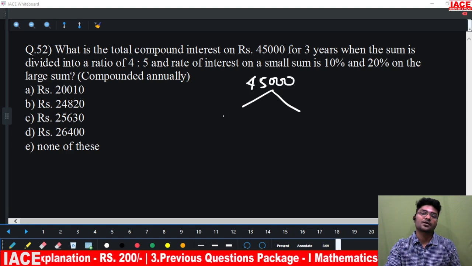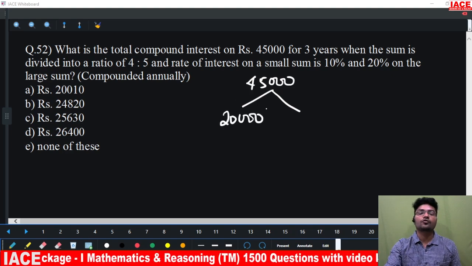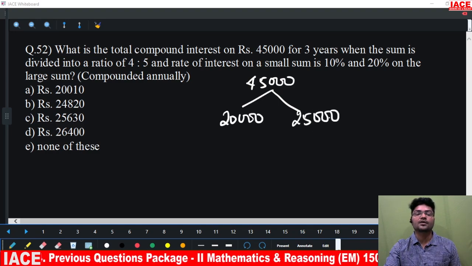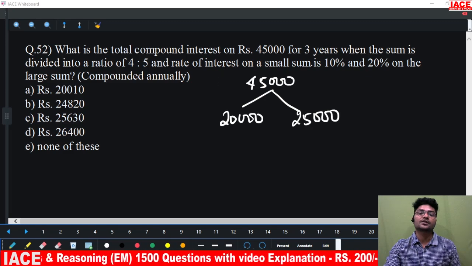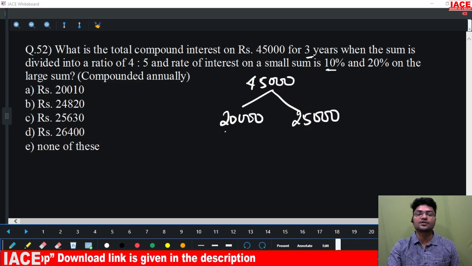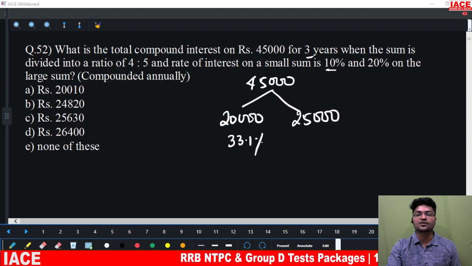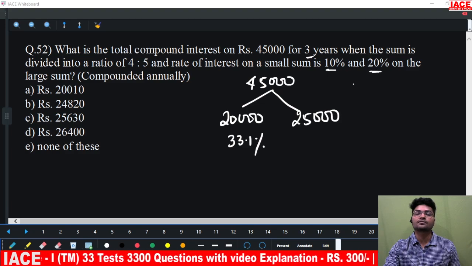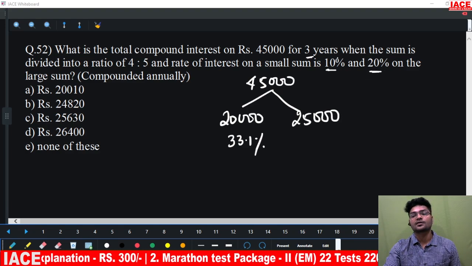So 4 parts will be 20,000 and 5 parts will be 25,000. The rate of interest on the small sum is 10 percent for 3 years, which means the total interest that I'll get will be 33.1 percent. Now 20 percent on the large sum. 20 percent for 3 years means how much?